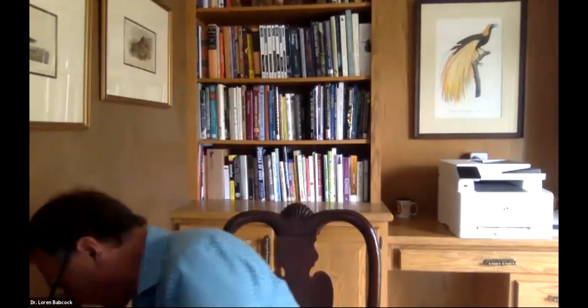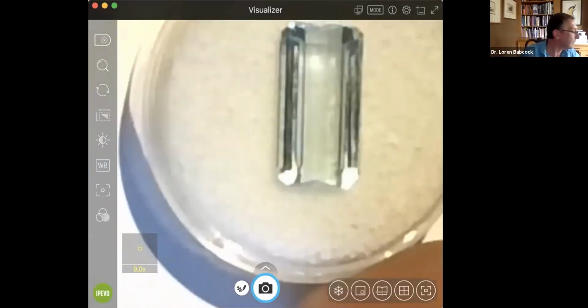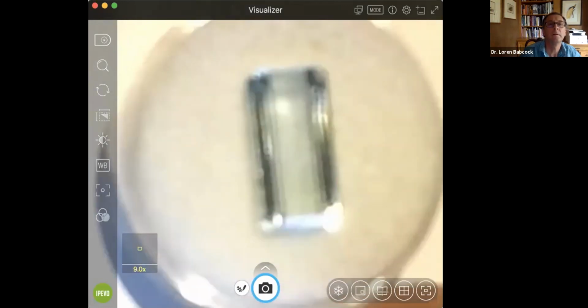Right. Well, maybe we have time to see one more rock. Aaron has requested an aquamarine, if you have one of those that we can look at. Sure. Okay, let me switch to the camera. Okay, here's a nice aquamarine.